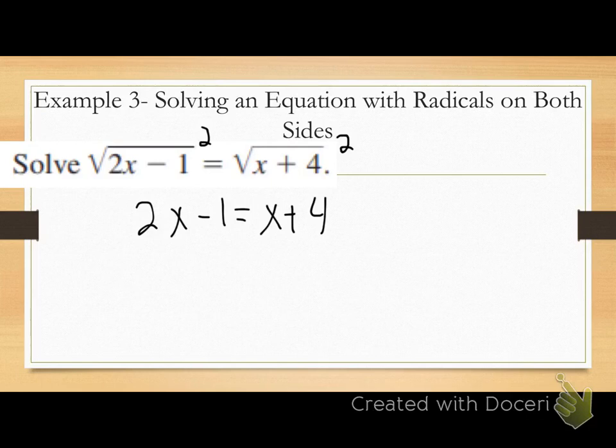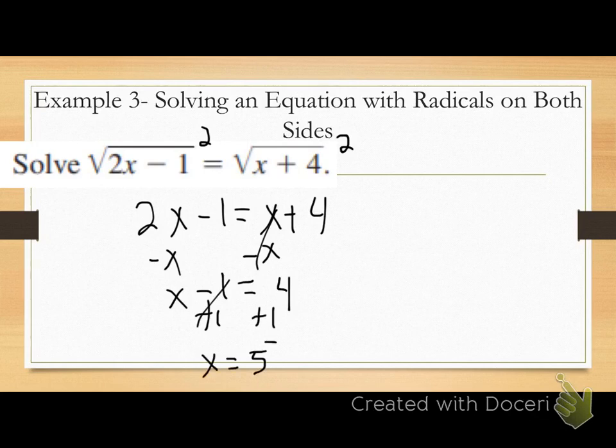So what do I need to do here to get my variables on the same side? Subtract x from both sides. 2x minus x. Not 2, just x, or 1x. And then how do I get x by itself? Add 1. x equals 5.